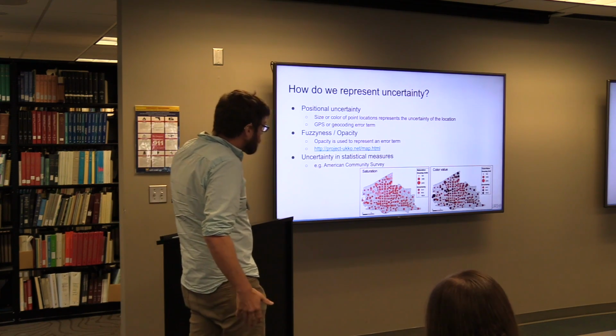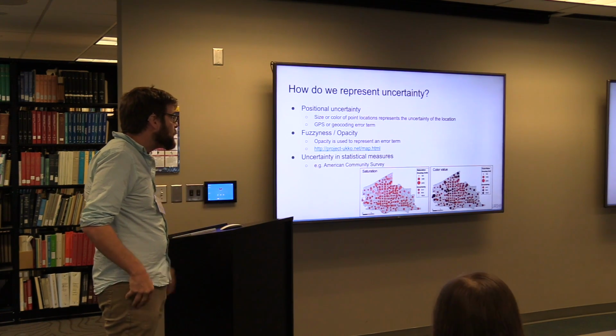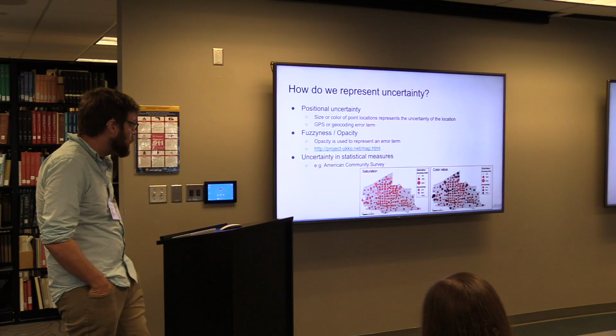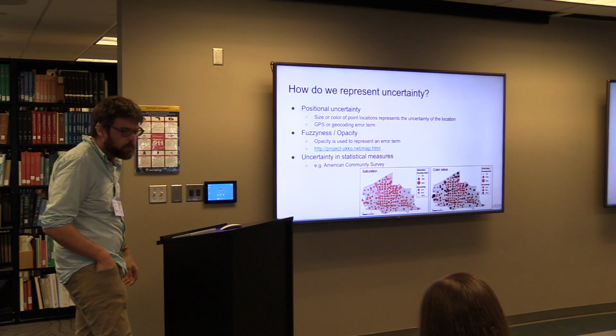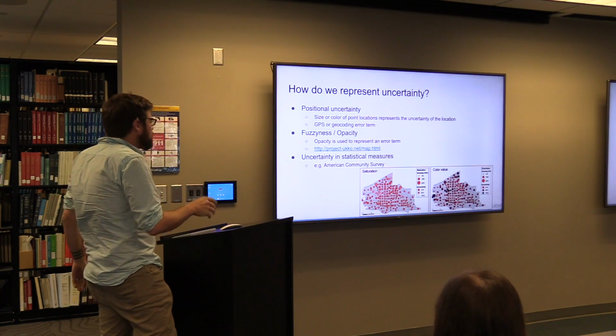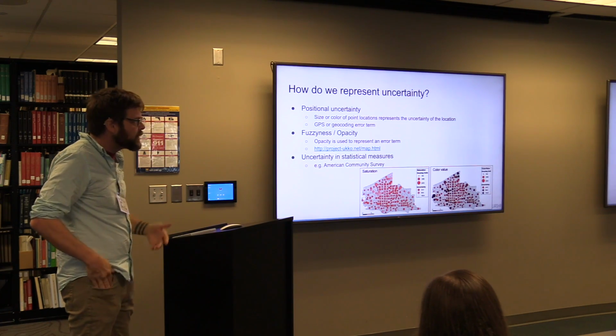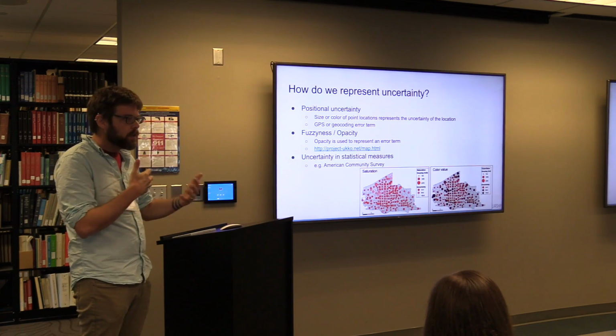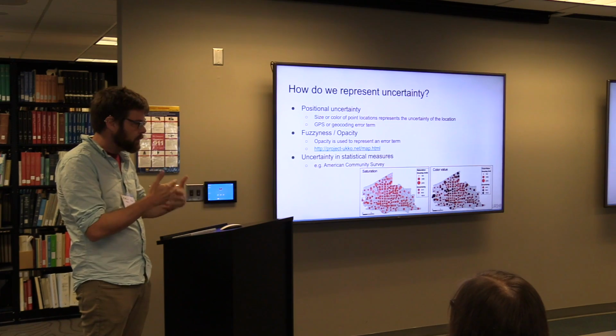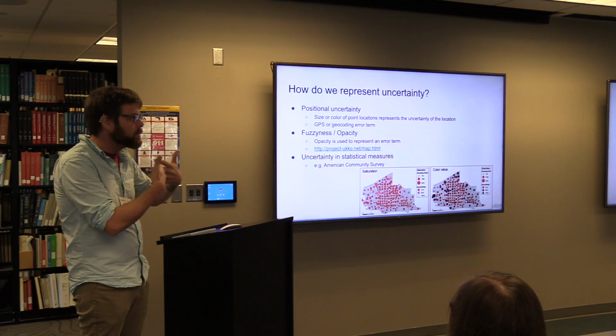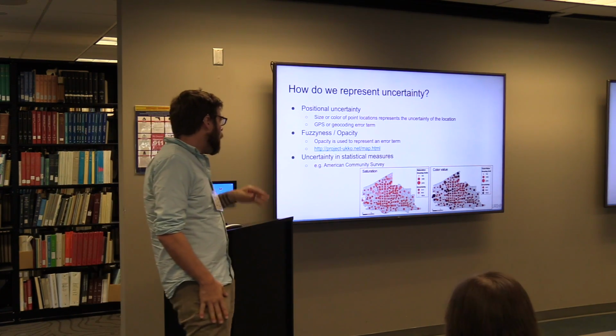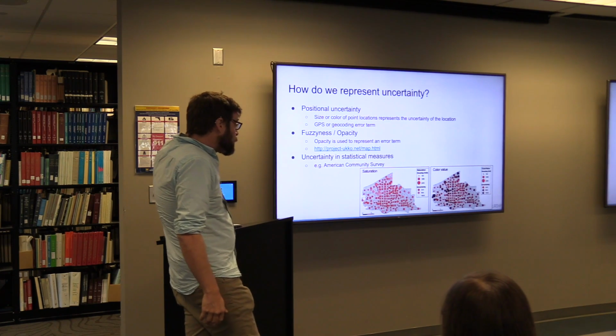We can also do fuzziness on borders or opacity, used to represent an error term. I have an example up here. I'm not sure what the time is looking like, so I'm not going to follow that link. But essentially, it's coloring a raster image so that the uncertainty term, the error term, is how transparent it is, how opaque it is. And then there's all sorts of uncertainty in statistical measures as well.